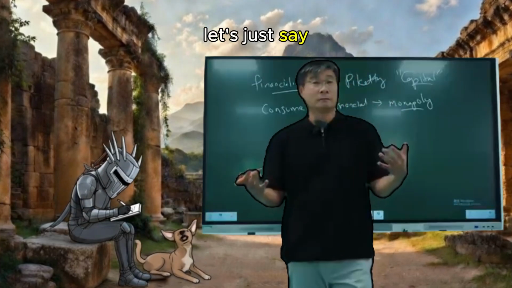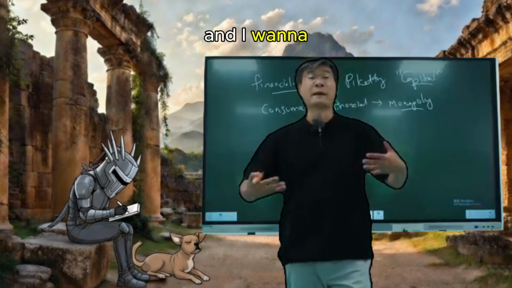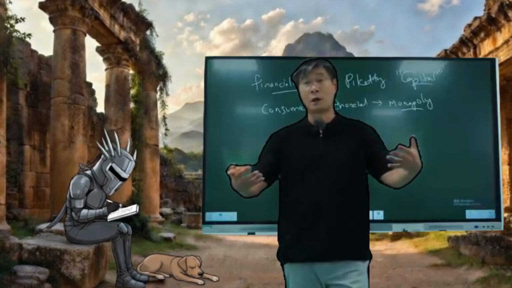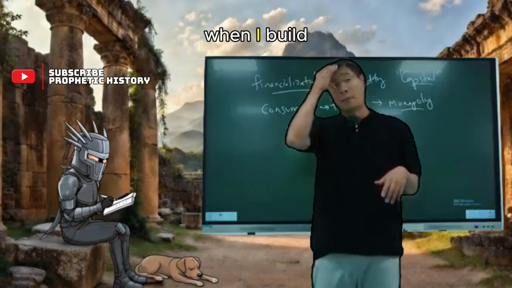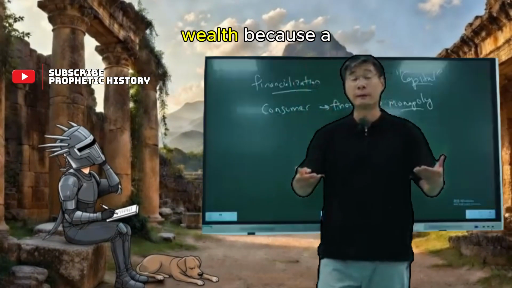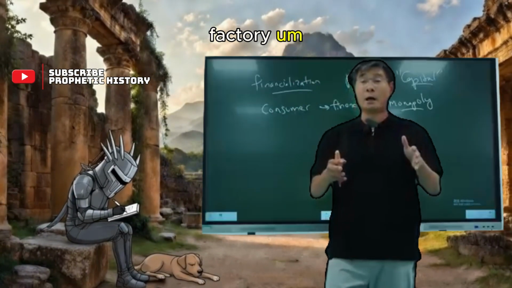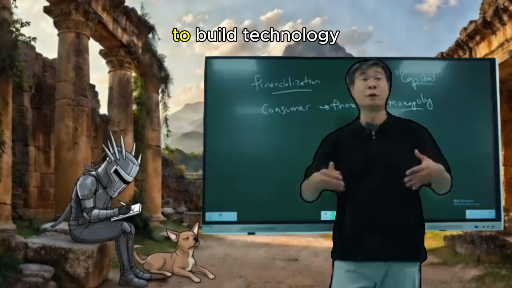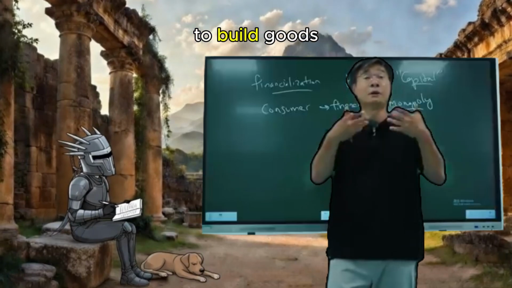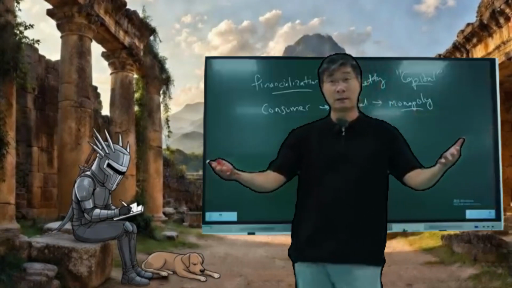Let's just say I'm an entrepreneur and I want to make as much money as possible. Well, what I do is I build a factory. When I build a factory, I'm creating real wealth because a factory requires you to hire workers. It requires you to build technology. It requires you to build goods that people want to buy.